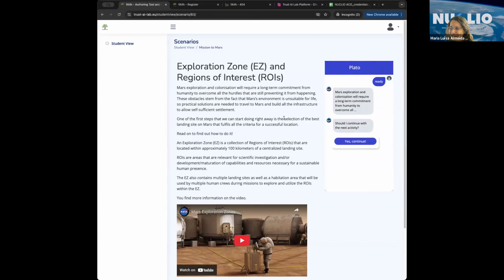If you are in the middle of the scenario and you run out of time because the class is over or whatever, you can just log out and get back in afterwards with the same username and password, and you should be taken to exactly the same place where you were. So they can go back and complete something that for some reason they weren't able to do the first time.